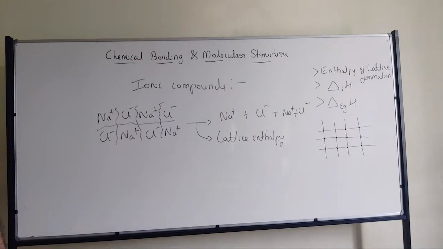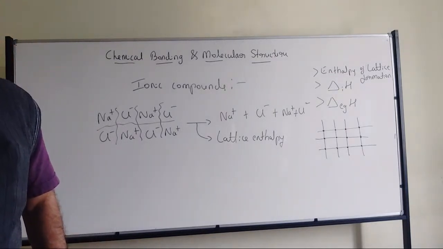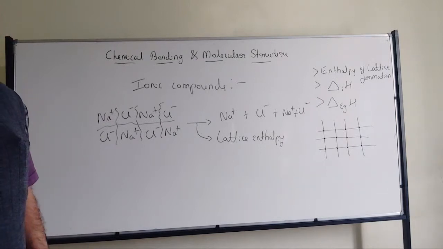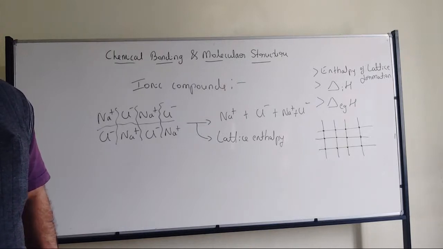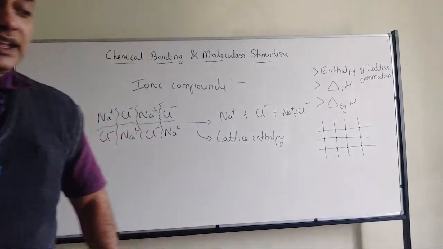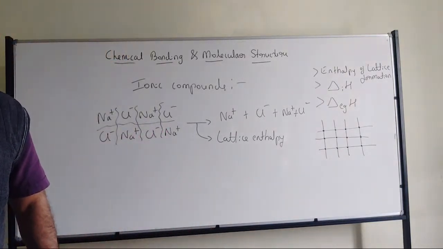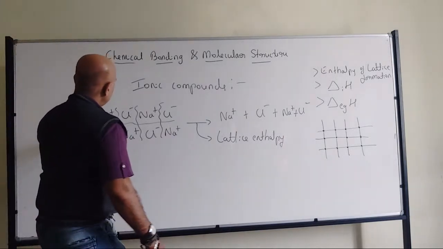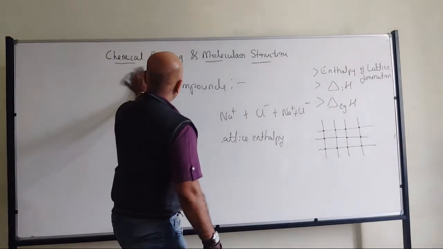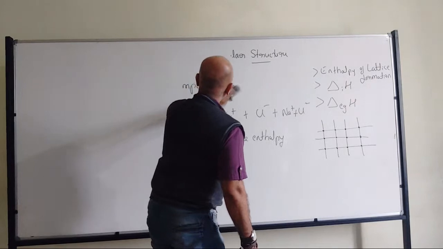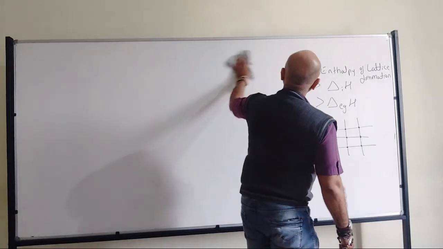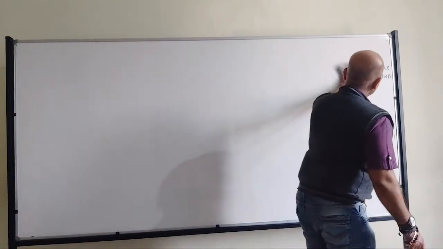So that's where we have the lattice enthalpy. What do you mean by lattice enthalpy? It is the amount of energy required to break 1 mole of ionic solid into its respective ions, separating it into individual ions. So that's why it is called lattice enthalpy, just like bond enthalpy. All of you have understood? Any doubts?